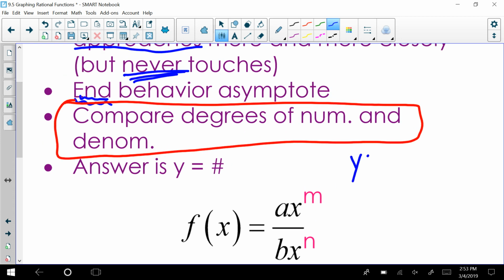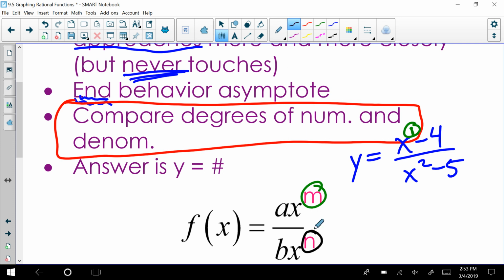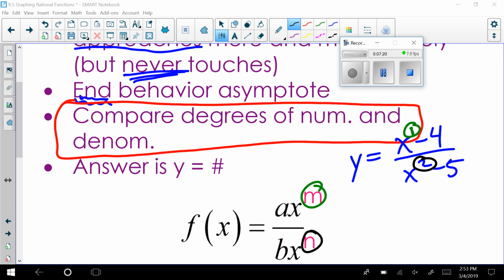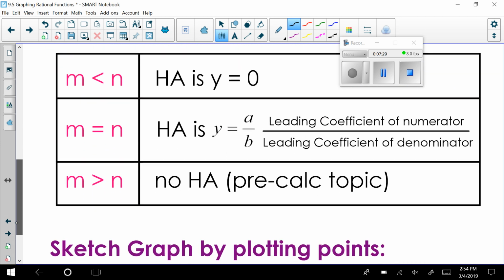If I go back to the one that we've had before, right? This is the one I've had so far. In this case here, m would be this one, x to the first. And n would be this 2. So this should kind of help you with the visual here. Okay, and now we have this table.